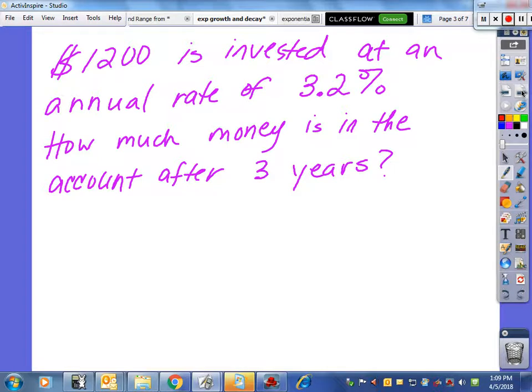All right, let's try another one. In this one, we're putting money in the bank. So in this case, we're earning interest. This would be a plus. Do this.